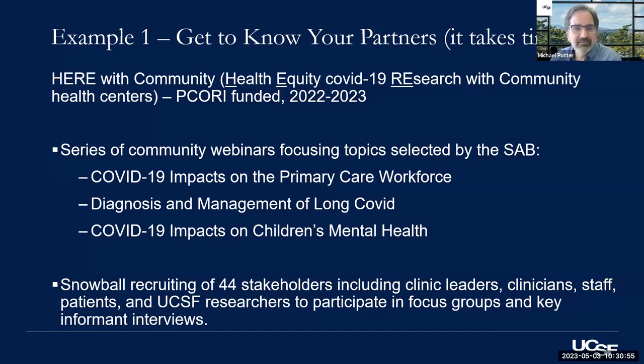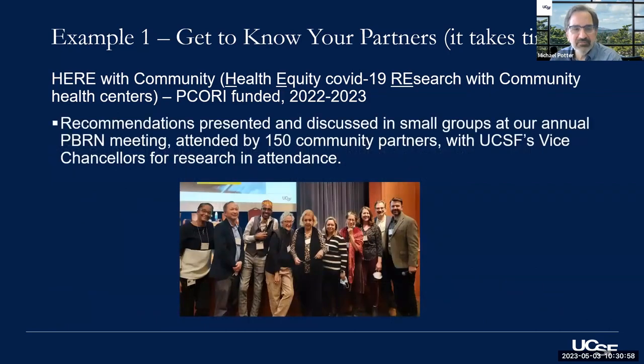And next slide. And then we developed a series of over 30 recommendations and presented it and discussed it in small groups here at our annual practice-based research network at UCSF that was attended by about 150 community partners, with UCSF's Vice Chancellor for Research and CTSA principal investigators and other researchers in attendance. And it was, as you can imagine, quite an unusual conversation because these are people who don't always hear from each other.